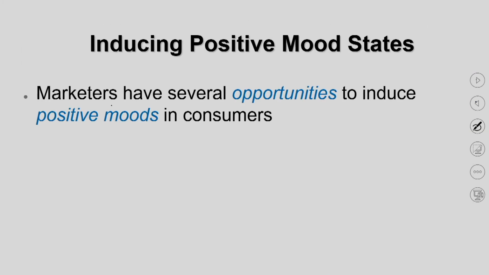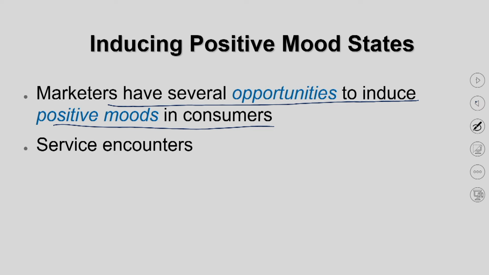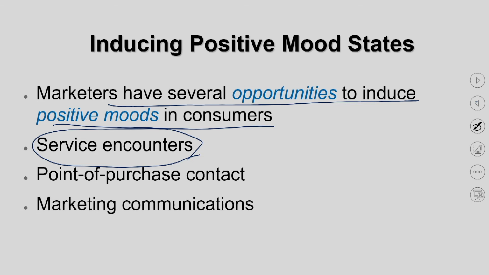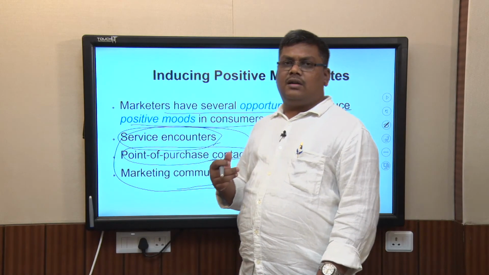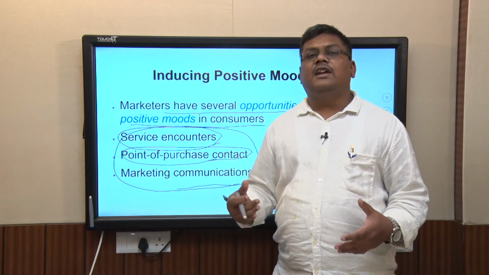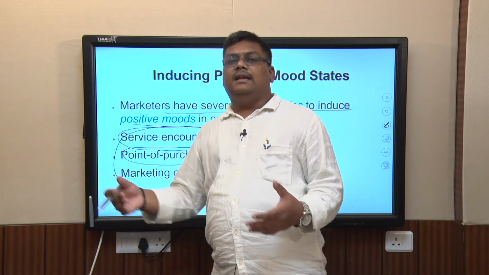So, inducing positive states, marketers have several opportunities to induce positive mood states in the consumer. What are these opportunities? Service encounters. We have discussed the service encounters, the point of purchase contact, and the marketing communication. In advertisements, you can say something good, show something good, and that can create a good mood. At the point of purchase, the person interacting should be good, and in service encounters, for example, more payment options and easier transactions will also change the mood of the consumer and lead to better buying in the marketplace.